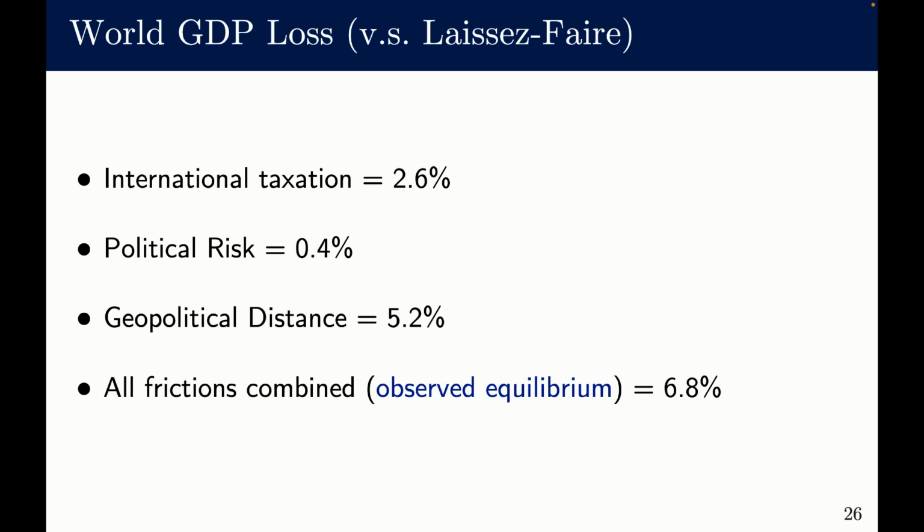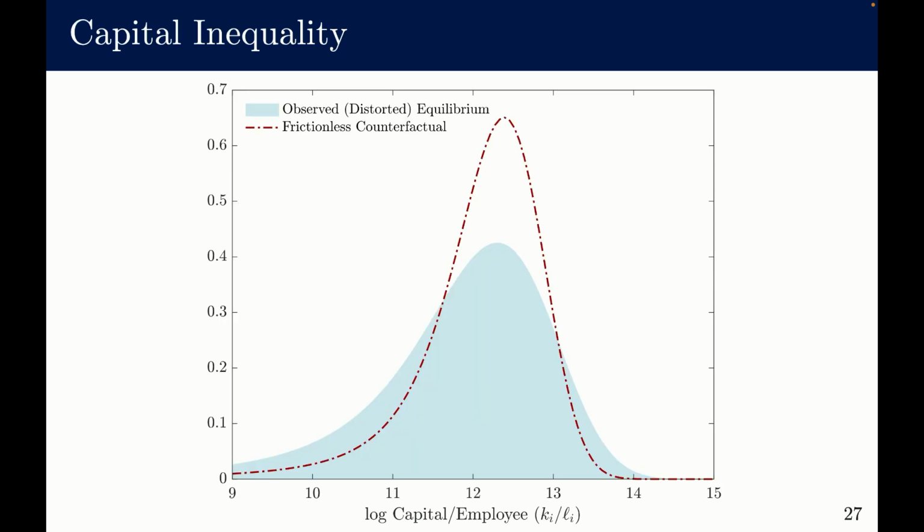And when you put all of the frictions in the model, so that's the equilibrium that we assume we observe in the data, all of the frictions together are worth almost 7% for real efficiency. Now, I also promised that the model will say something about cross-country inequality, and so I'm going to show you this graph.